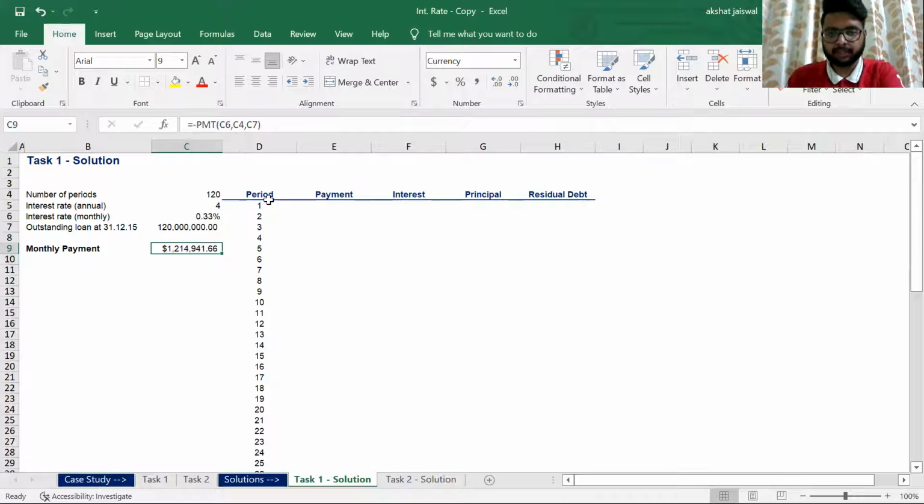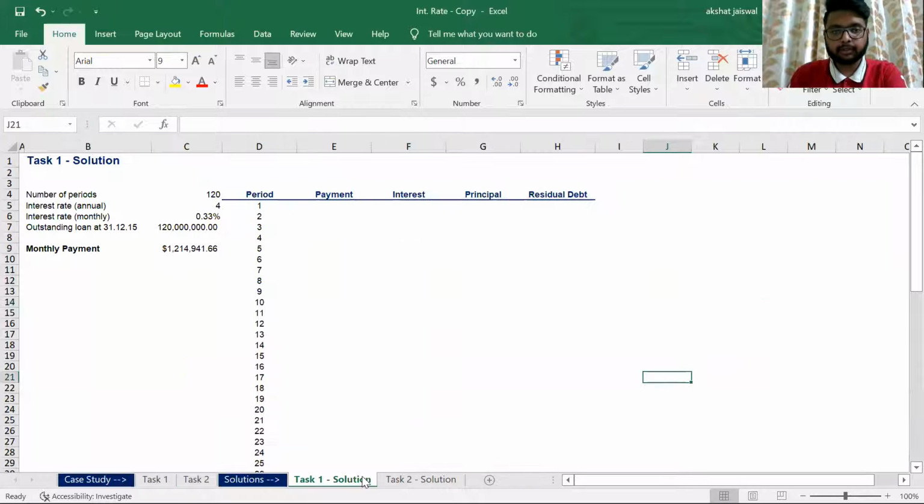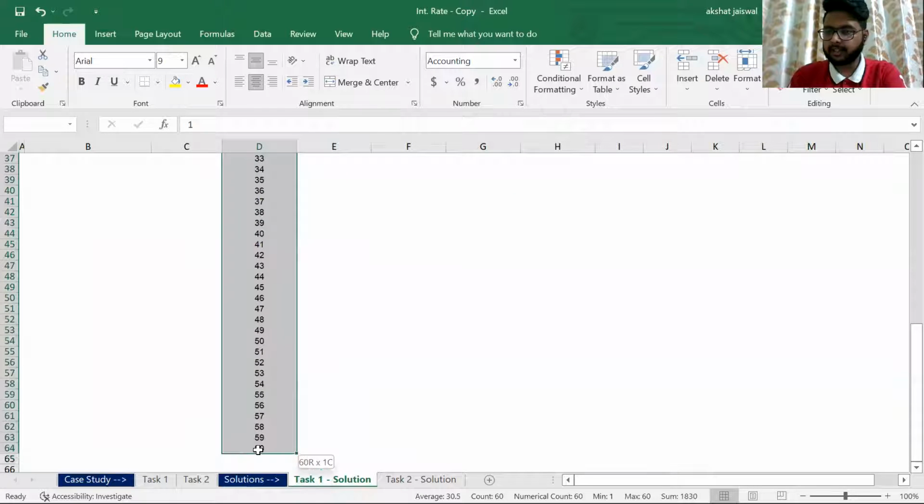Coming back to this table, going back to the question, they have also told that we have to calculate the outstanding loan at the end of 5 years. So 5 years, 5 into 12 is 60. So we have to find it for 60 months, right? You can see this, it goes down till 60, right?